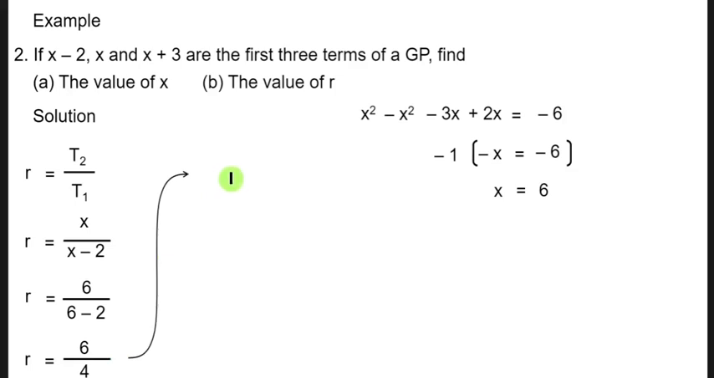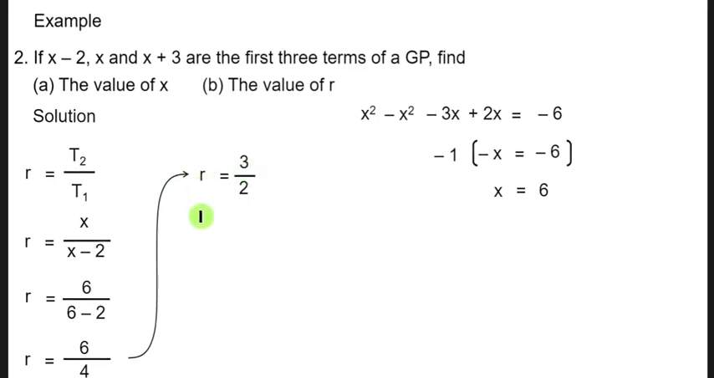So this one is as good as r is equal to, 2 into 6 is 3, 2 into 4 is 2. So this one will be the value of r. So let's go to another question.